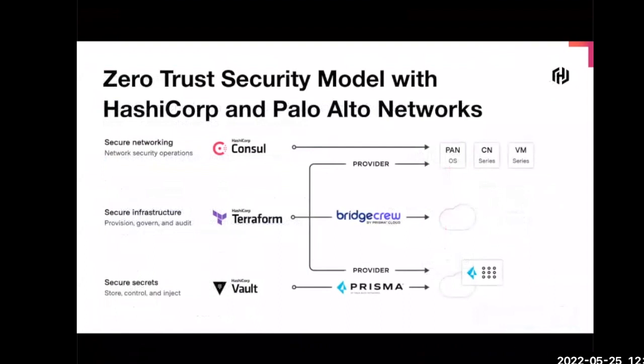With our partnership with Palo Alto, we have built many ways to deploy zero trust security models with our tool sets. Of course, Vault integrates with Prisma Cloud to secure and distribute secrets to containers. We have Terraform verified providers for PanOS. We have Terraform verified providers for Prisma Cloud and Terraform Cloud integration with Bridgecrew.